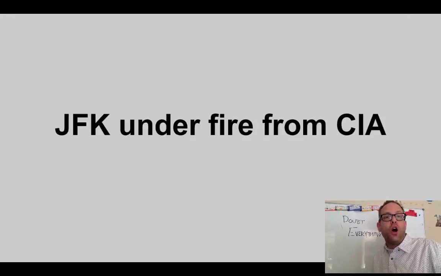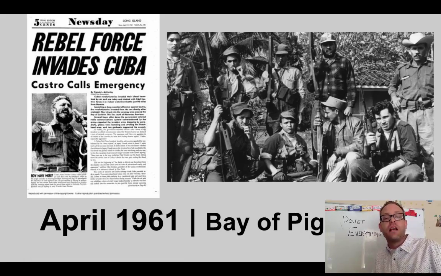Next point. Domestically, at home, JFK was under fire from the CIA. And this was not entirely, but largely because of a failed invasion of Cuba. So the CIA had orchestrated an invasion to overthrow the communist government of Cuba, and it was called the Bay of Pigs. There was some question as to whether or not the president would authorize an airstrike to support this rebellious force. Kennedy doesn't order that strike. The invasion is unsuccessful, and it's a political nightmare for Kennedy.